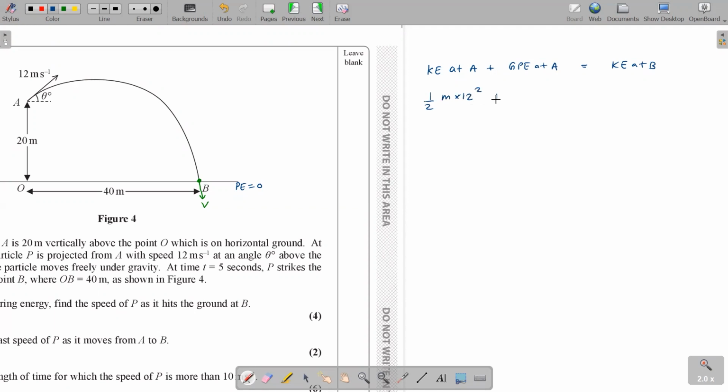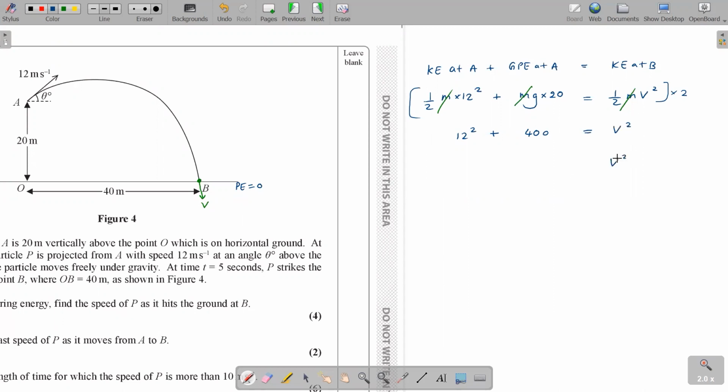So I get here kinetic energy at A is half m v squared, so the 12 squared, plus gravitational potential energy is mgh. h is of course 20 here, the vertical height above the ground is 20. Equals kinetic energy is half m v squared here. Only v is unknown. So everyone has the letter m and I can remove it. Then we'll multiply the whole equation by 2. Then I get 12 squared plus 20g times 2 is 40g equals v squared, half v squared times 2 is v squared.